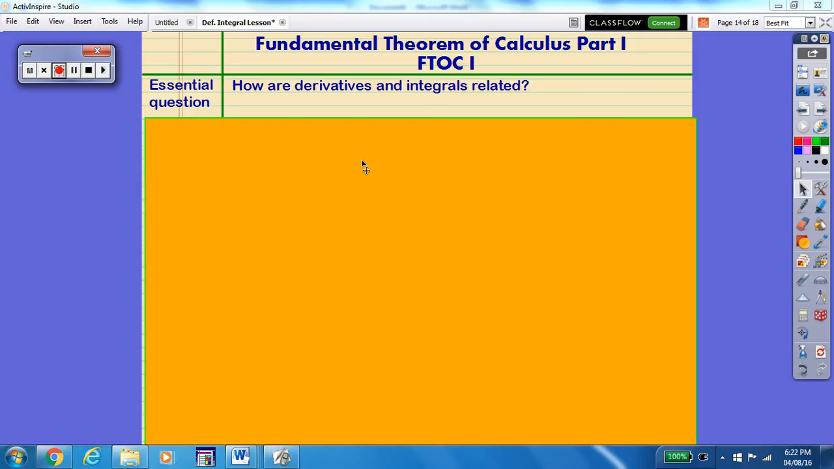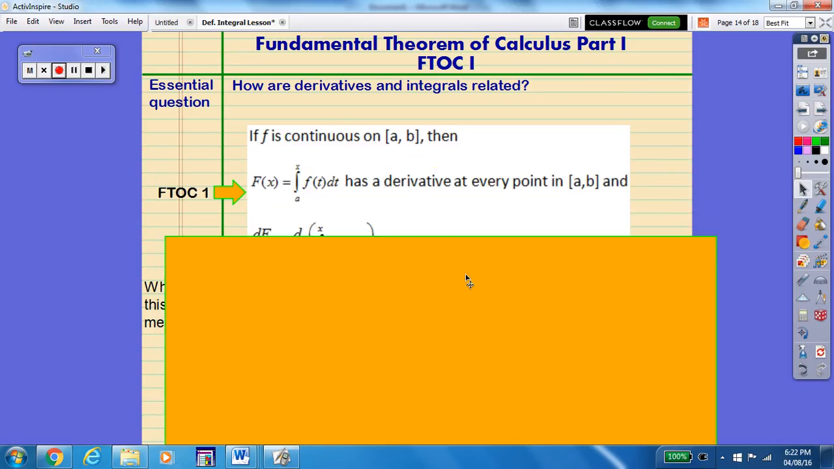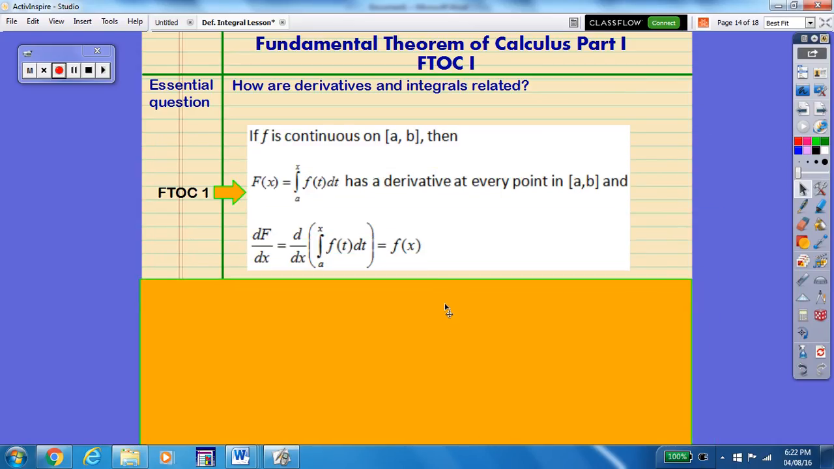Okay, we're going to start by asking the question, how are derivatives related? And this is the fundamental theorem of calculus part 1. So you can go ahead and pause the video and copy that onto your notes. That would be a great idea.